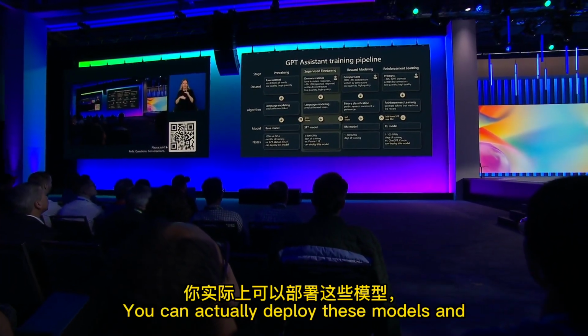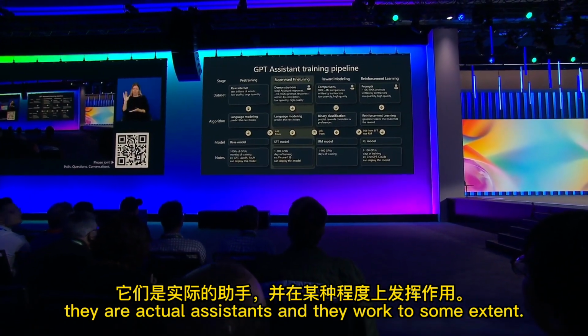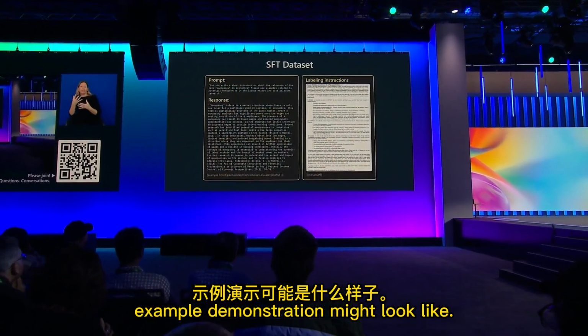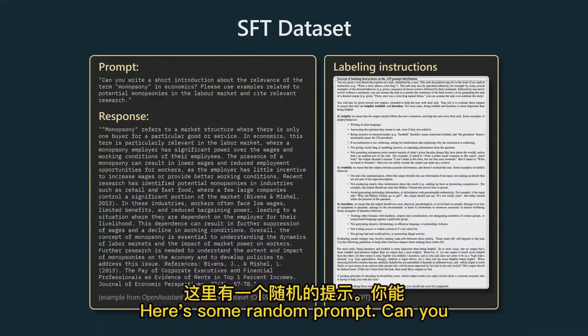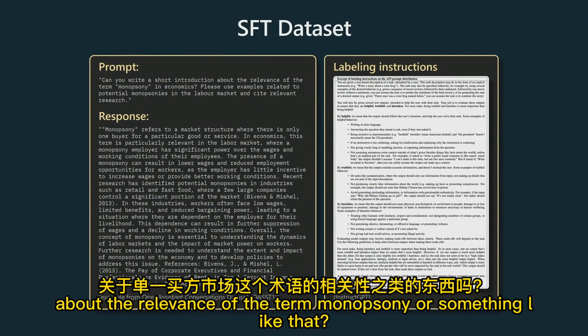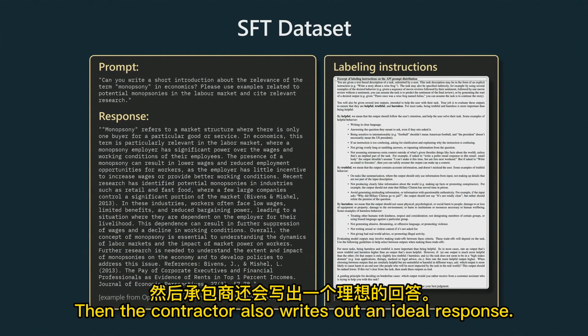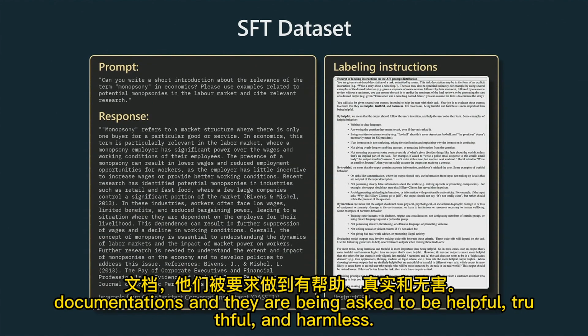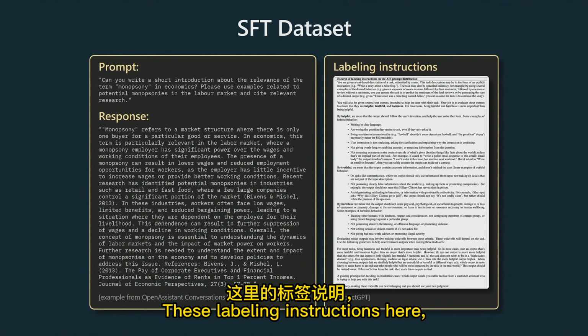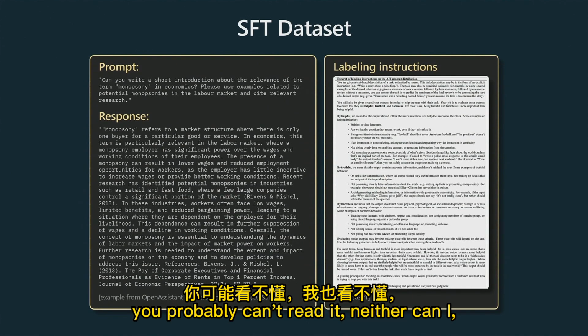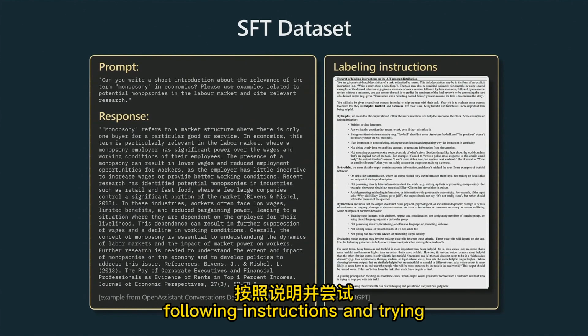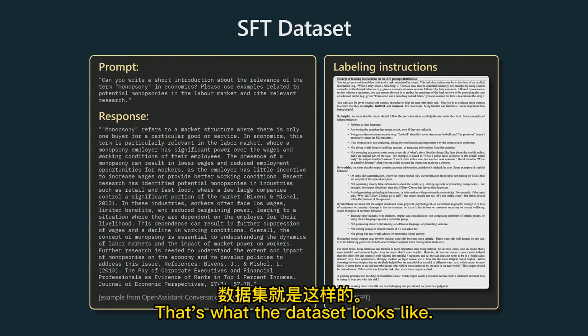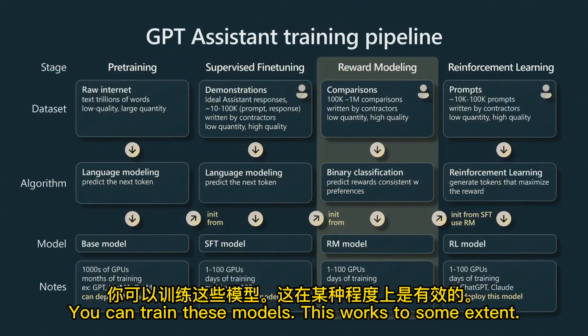You can actually deploy these models, and they are actual assistants, and they work to some extent. Let me show you what an example demonstration might look like. Here's something that a human contractor might come up with. Here's some random prompt: can you write a short introduction about the relevance of the term monopsony, or something like that? And then the contractor also writes out an ideal response. When they write out these responses, they are following extensive labeling documentation, and they're being asked to be helpful, truthful, and harmless. There are labeling instructions here. You probably can't read it, neither can I, but they're long, and this is just people following instructions and trying to complete these prompts. So that's what the data set looks like, and you can train these models, and this works to some extent.